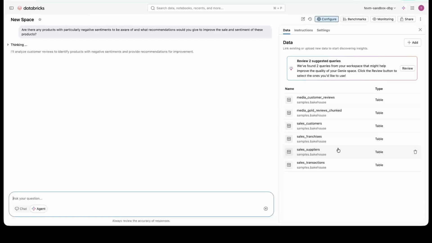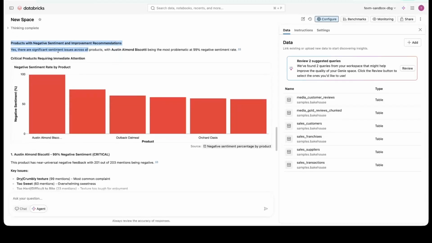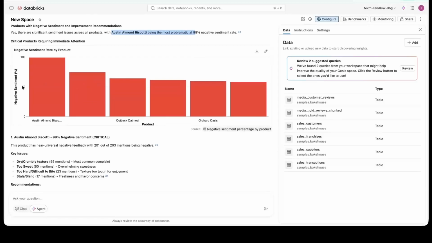But just to summarize, this is a really powerful way Genie can help you to brainstorm on different questions you may have and help you to come up with solutions to those problems, and really speed up your development process to help you get to your insights faster. Let's check out what Genie thinks about this. Genie was able to find products with negative sentiment and improvement recommendations. There are significant sentiment issues across all products, with Austin almond biscotti being the most problematic. 99% negative sentiment rate. So you can see that breakdown of the sentiment.